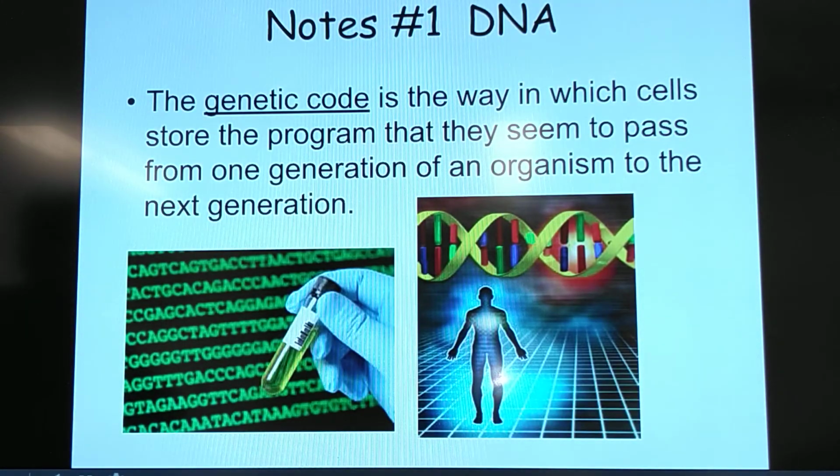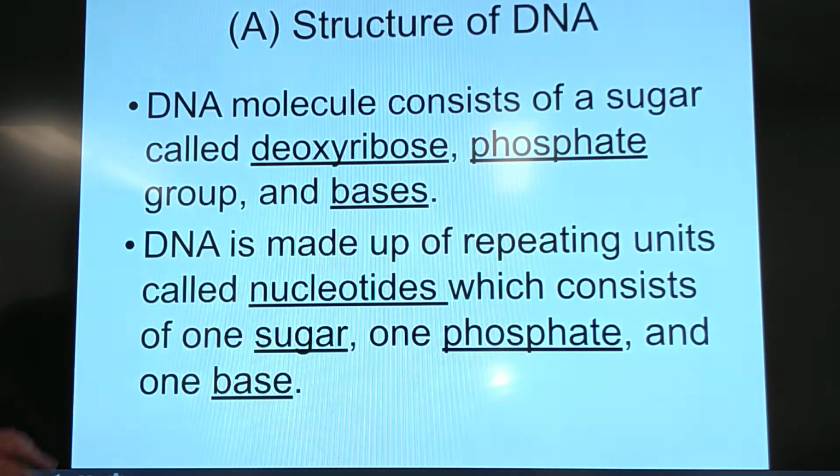The genetic code. The genetic code is the way in which cells store the program that they pass from one generation to the next. It's how you get your traits from your parents. And that genetic code is in those four bases that we talked about, the G's and the T's and the C's and the A's. And we'll talk a little bit more about that in a few minutes. That's the genetic code, how traits are passed from one generation to the next.